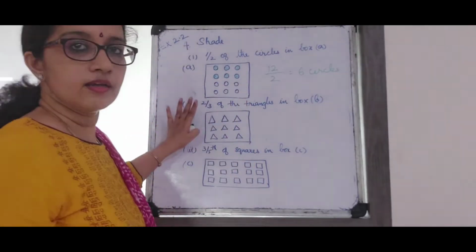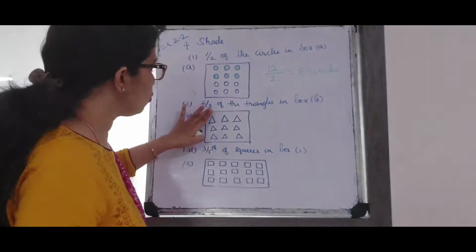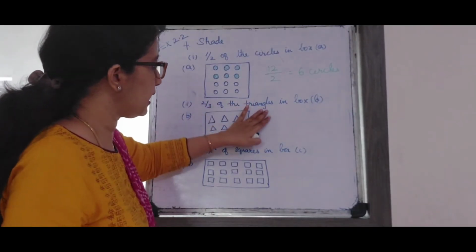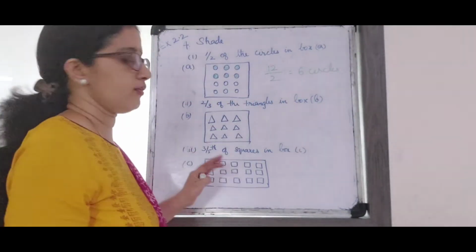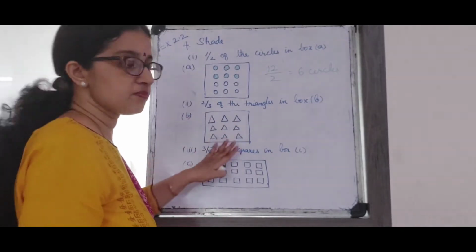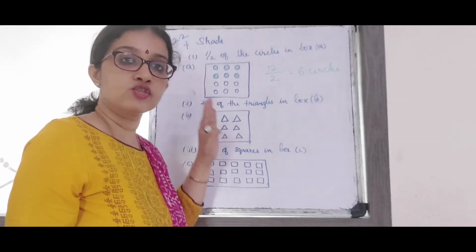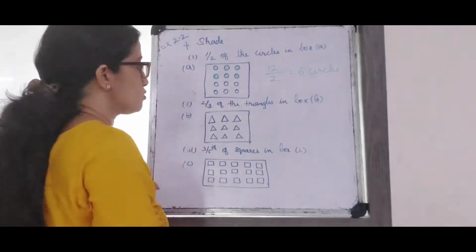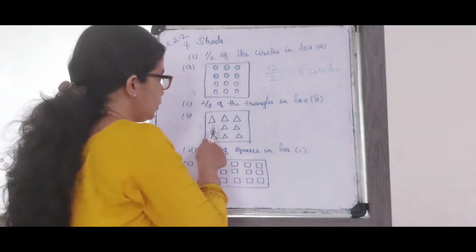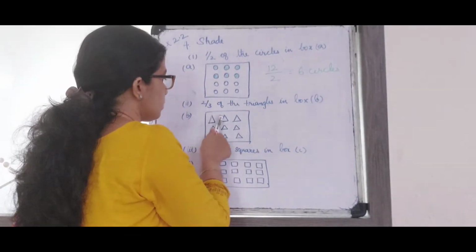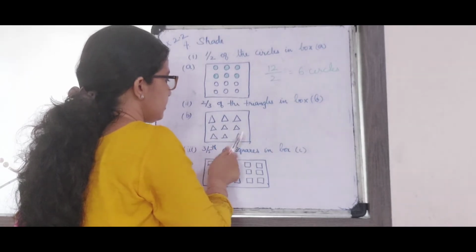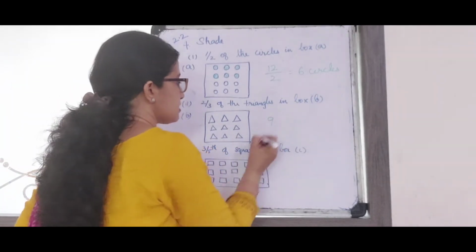Okay. Now let's go into the second question. 2 by 3rd of triangles in box B. Okay, this is box B and there are some triangles. You have to shade 2 by 3rd of the triangles. So what is the first method which I told you? Count the number of triangles. 1, 2, 3, 4, 5, 6, 7, 8, 9. Okay, 9 triangles are there.